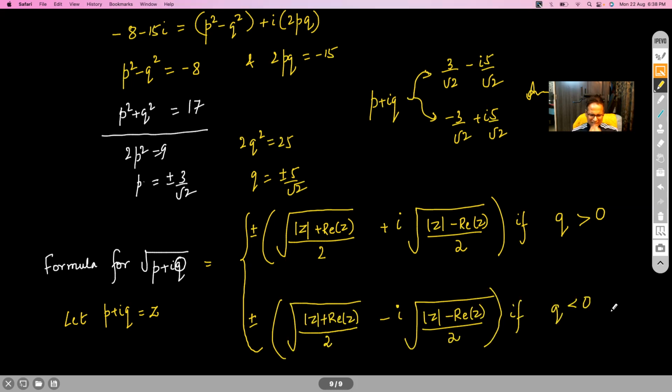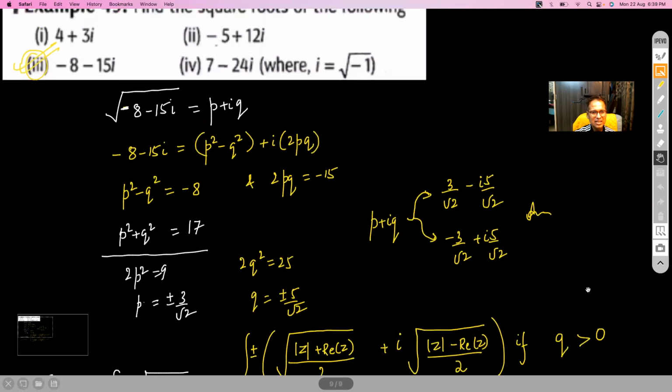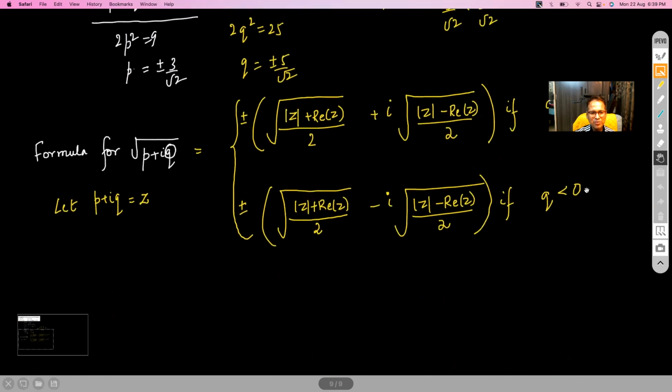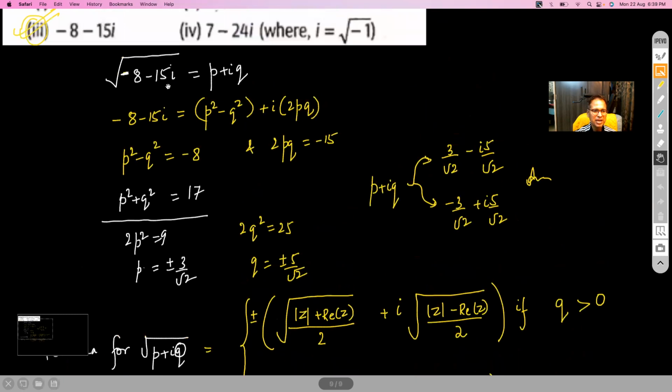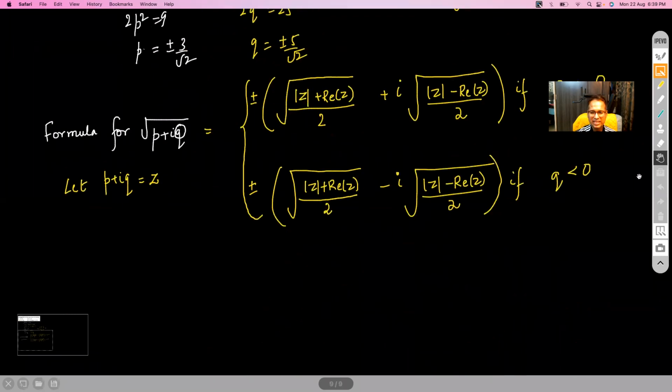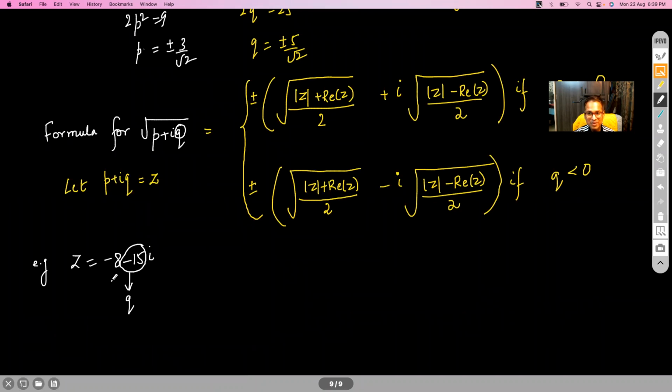I'll just show a quick demonstration of this. Let's say I want to find the square root of the same complex number, minus 8 minus 6i. So my Z here is minus 8 minus 6i. Now this is your Q, correct? Q is negative. Which formula will I follow? The second one, because this is only applicable when Q is negative.